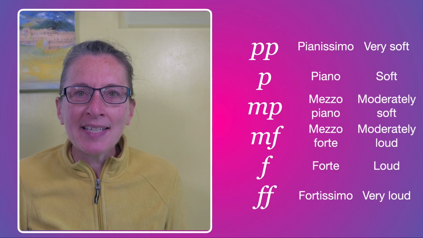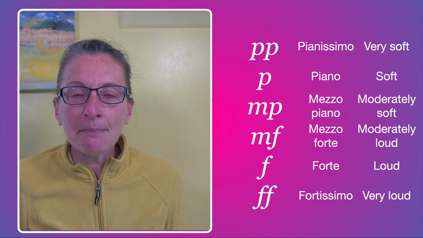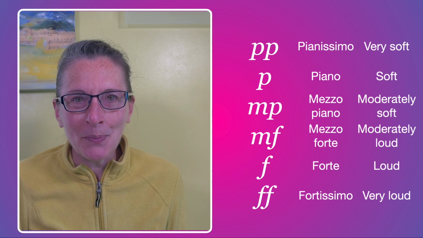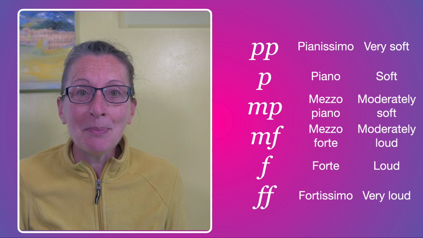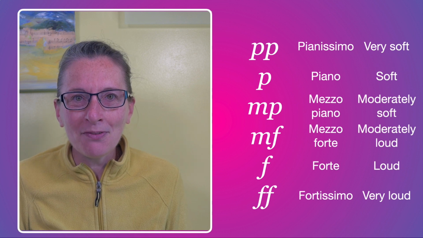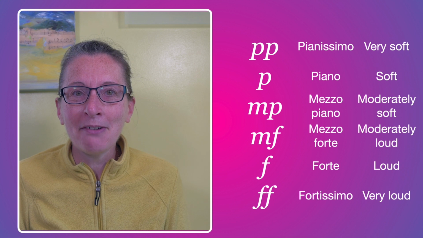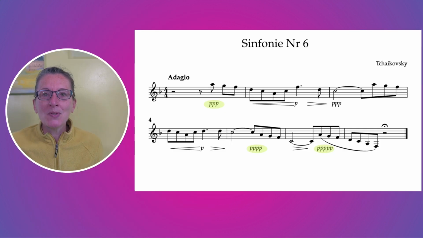We can also extend the dynamic range by adding pianissimo and fortissimo. The suffix issimo means very. So when you see double P, it means to play very softly, and double F very loudly. You may also see more extreme dynamics in your music. Technically, any number of repeated letters is possible. As you can see here, Tchaikovsky uses 4 and 5 letter Ps in this piece. So you might be thinking, is that actually possible?